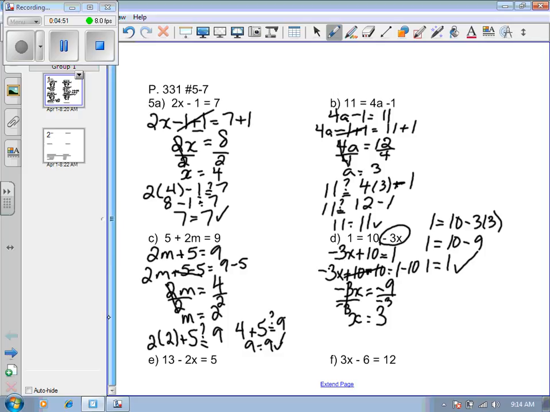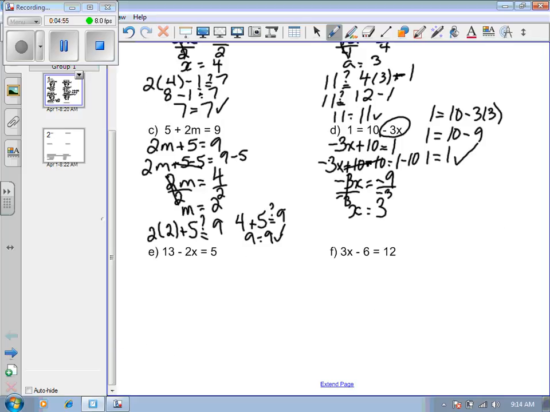Okay, extend page. There we go. All right, so the next one, 13 minus 2x equals 5. We have to rewrite this one. Negative 2x plus 13 equals 5. Jordan, take them off. Shut that off.